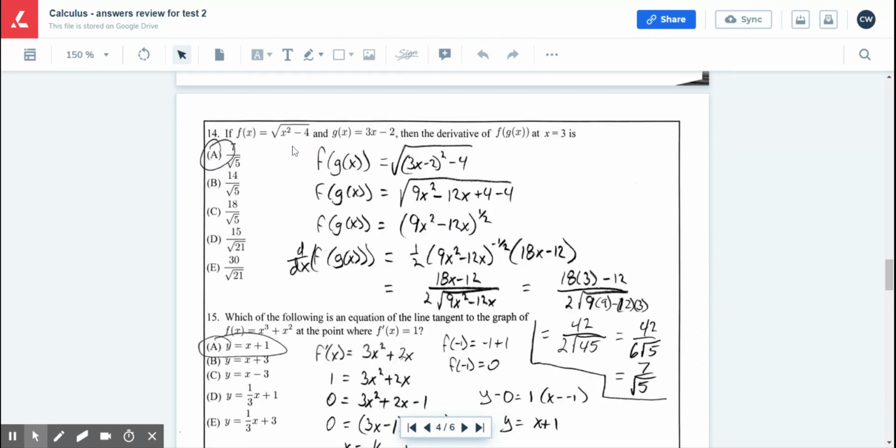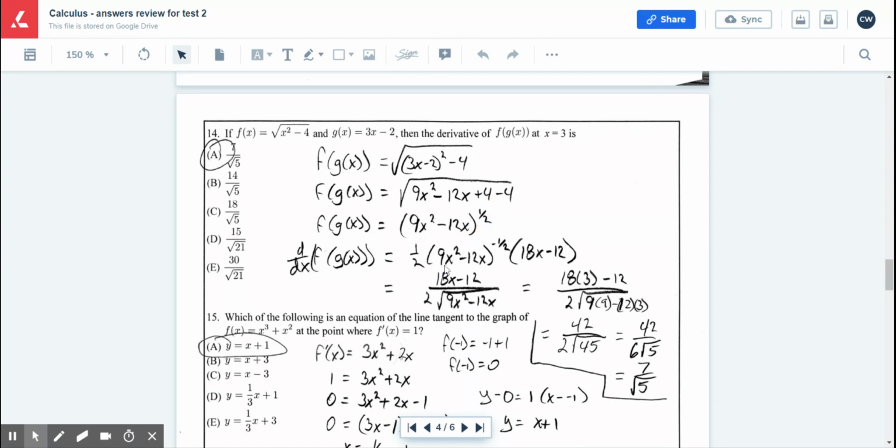14, f of x equals the square root of x squared minus 4. G of x equals 3x minus 2. We want the derivative of f of g of x. So first thing I need to do is put f of g of x together. And I did something different on this one than what we ended up doing in class. On this one, instead of doing like a double chain, I went ahead and multiplied this out. And I got 9x squared minus 12x plus 4. And then we had the minus 4 that was already in there. So those 4's cancel. And the only thing left inside is 9x squared minus 12x. And then I rewrote it with a 1/2.